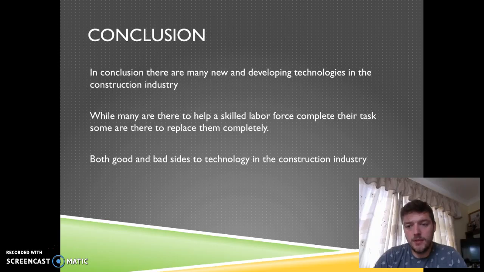The bricklaying machine seemed like such a good way of being able to lay a brick paved drive or brick paved parkway or anything like that with ease, and it's something that was aiding the skilled labour force rather than replacing them.